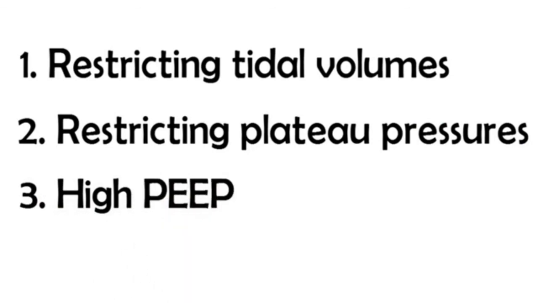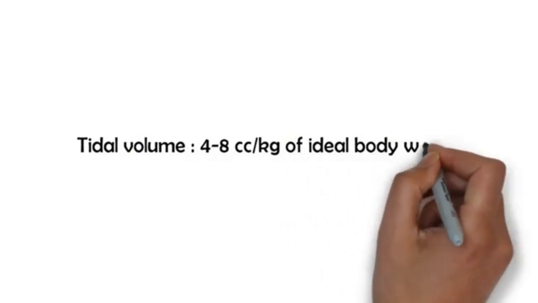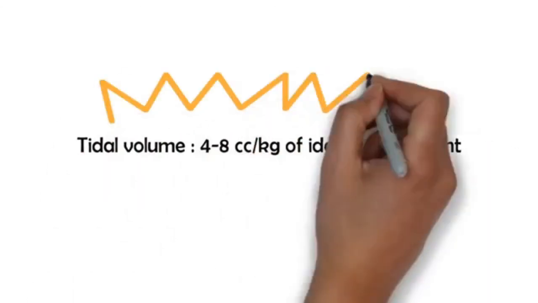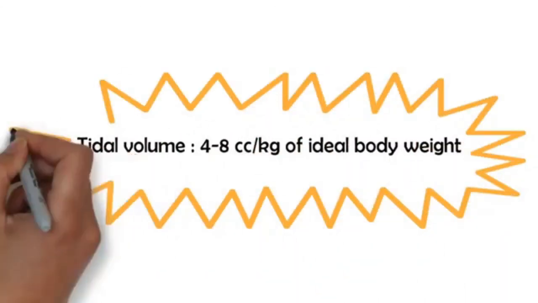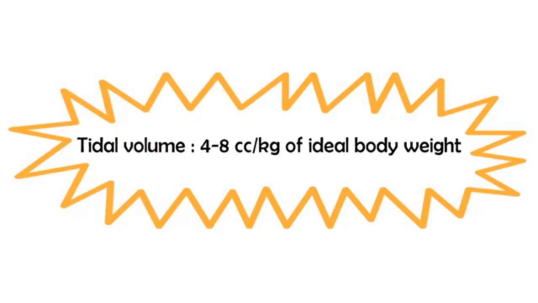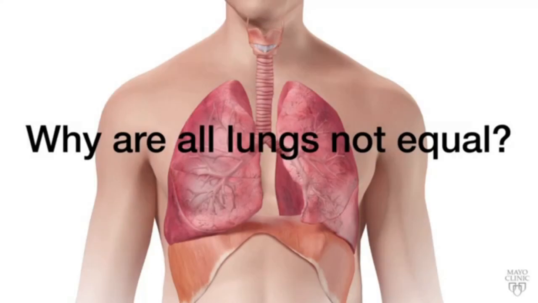The thinking surrounding lung protective ventilation has evolved in recent years. Classically, it had been taught that we ought to ventilate the lung, and especially the lung with ARDS, with a tidal volume of between 4 to 8 cc per kg of ideal body weight. The problem with this rule of thumb is that it assumes that all lungs are equal, which obviously they are not. Why are all lungs not equal?